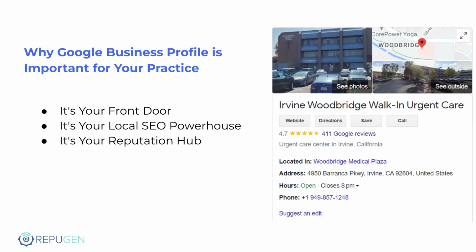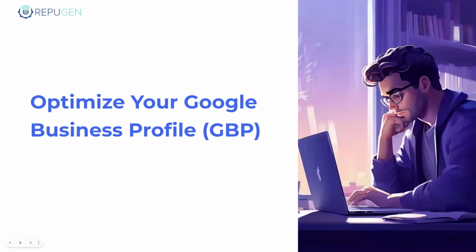Second, it's your local SEO powerhouse. Your Google Business Profile signals are like secret handshakes with Google. By optimizing your profile, you're telling Google that you're a credible practice ready to provide quality care to the patients in your community. And three, it's your reputation hub. Reviews on your GBP build trust and credibility. They're like virtual word of mouth, showcasing your expertise and commitment to patient care.